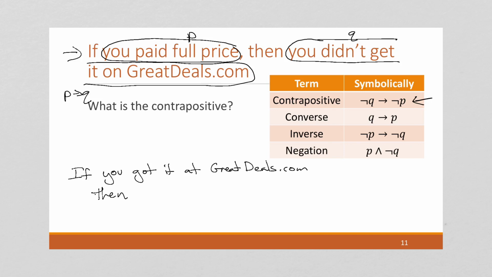then, now notice we have to take the opposite of P. Here's P. So then you did not pay full price. Which makes sense. We know these two should be equivalent. If you paid full price, then you didn't get it at greatdeals.com is equivalent to if you got it at greatdeals.com, then you did not pay full price. So that makes sense. Let's look at another one.